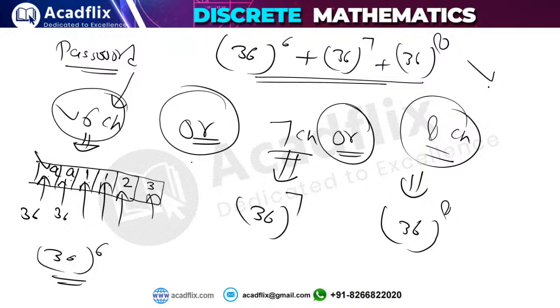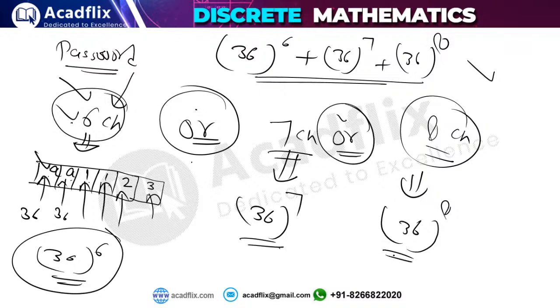Why this answer? Because either you can make a 6-character password, or a 7-character password, or an 8-character password. 6-character passwords: 36 power 6. 7-character: 36 power 7. 8-character: 36 power 8. Now you just do the summation and this will be your answer.